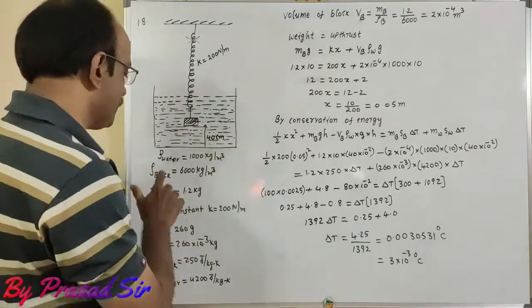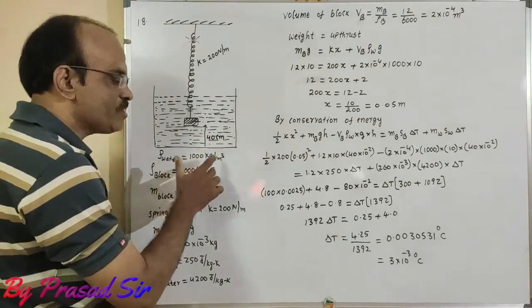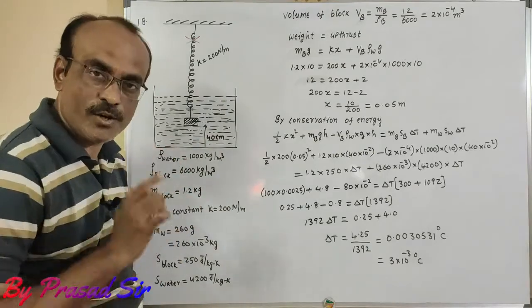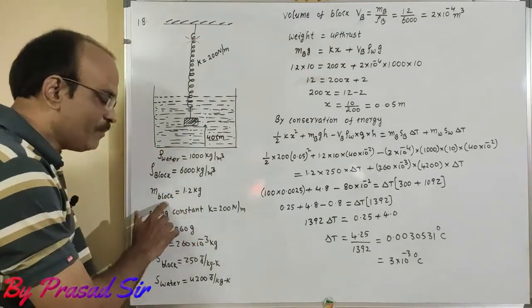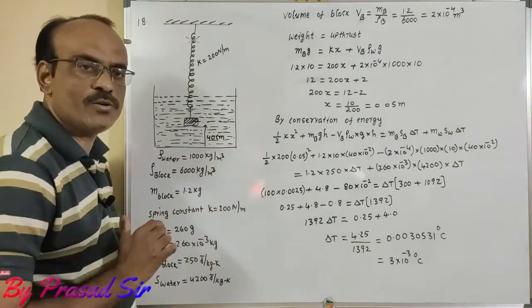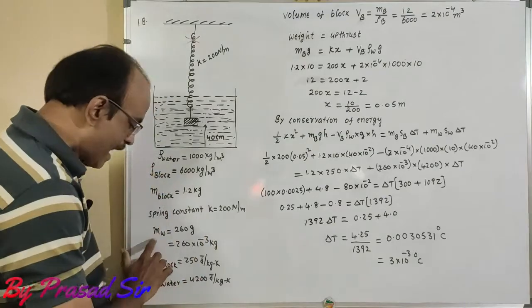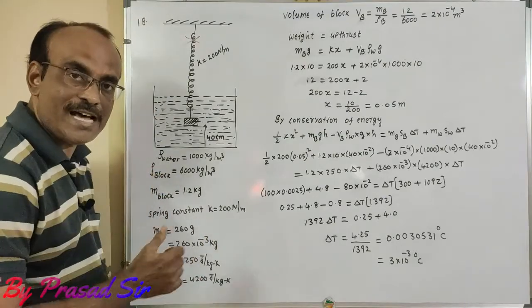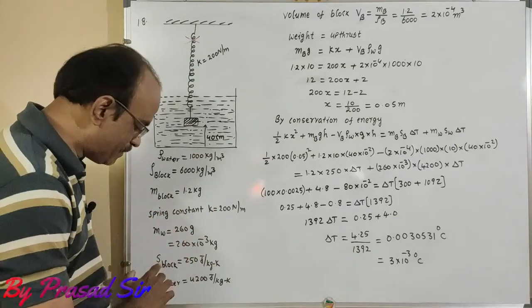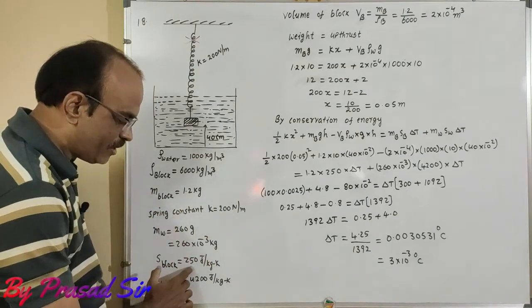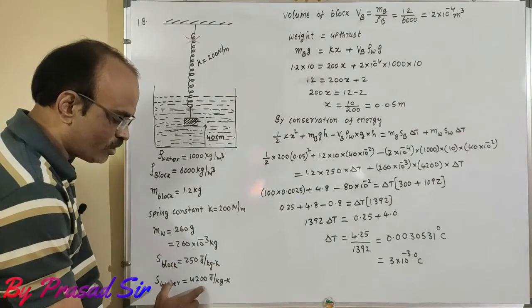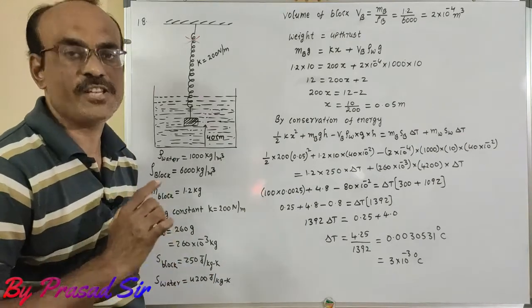First of all, see this. Density of water is given as 1000 kg/m³ and density of the block is given as 6000 kg/m³. Mass of the block is given as 1.2 kilograms and spring constant is given as 200 N/m. Mass of the water is given as 260 grams; convert into kilograms, 260 × 10⁻³ kilograms. Specific heat of the block is given as 250 J/kg·K and specific heat of water is 4200 J/kg·K.